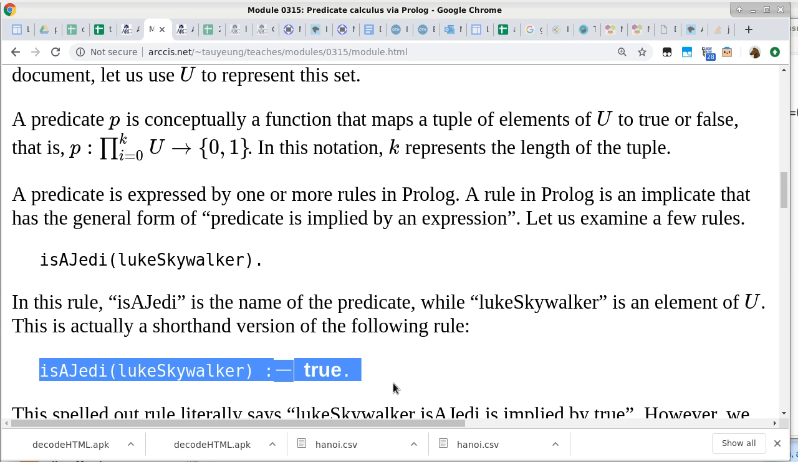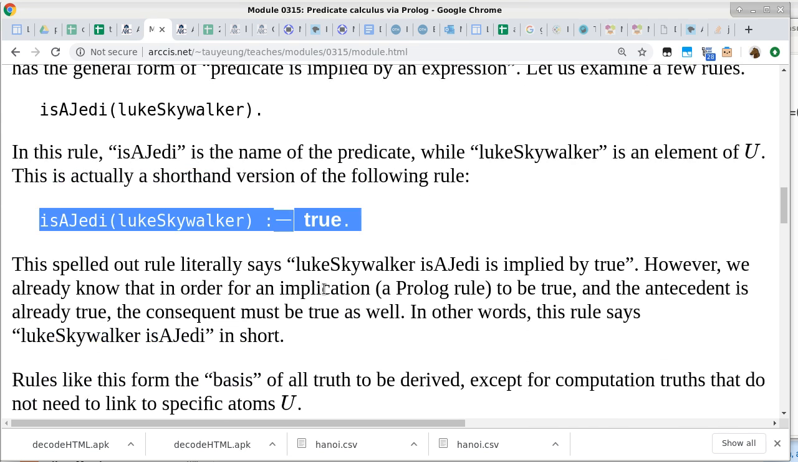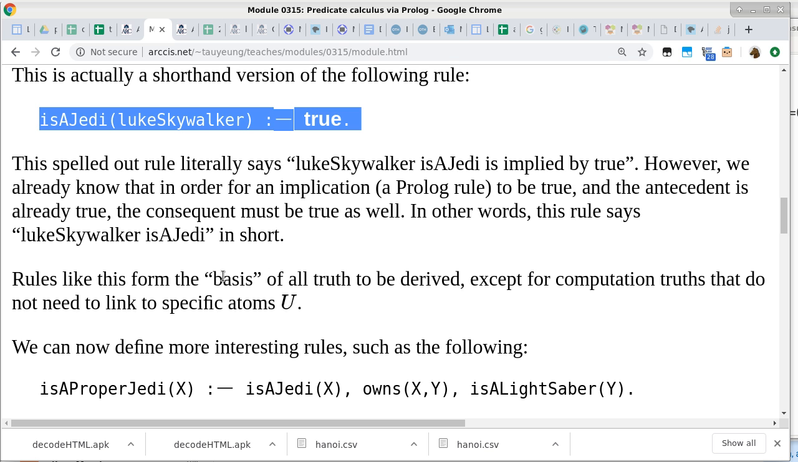So what can you say about true implies Luke Skywalker is a Jedi? What do we know about Luke Skywalker being a Jedi? Is that true or false? Because it is implied by true, whatever it is implying has to be true. So are we okay with this particular rule? The rest of this is really just spelling out everything in words, so I can write it down. The rules are the basis of all the truth to be derived.